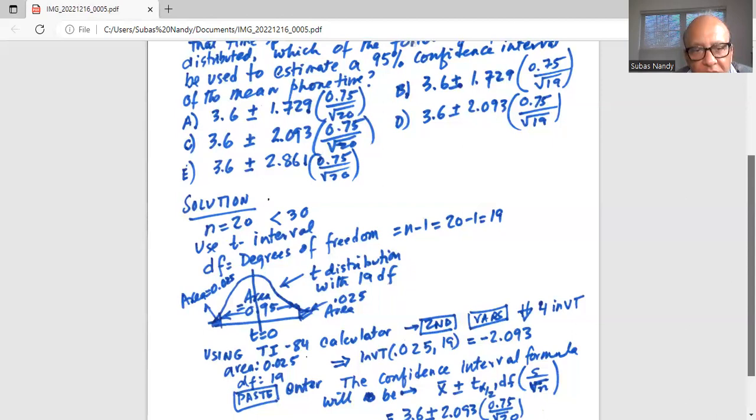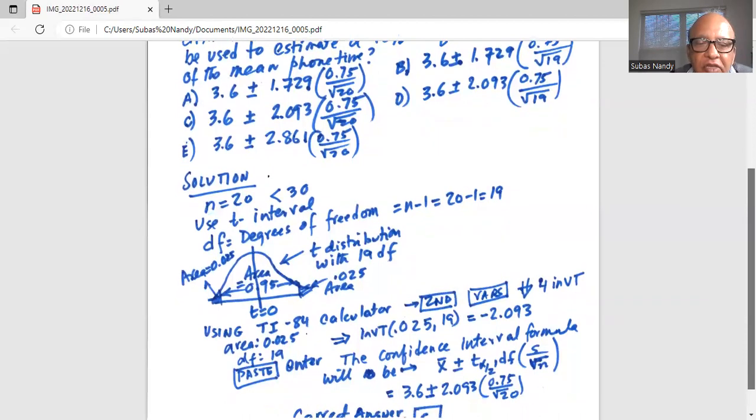not fall from the unshaded area in the center where the population mean will most probably fall. So that critical value on the horizontal axis is minus 2.093 on the left tail. On the right tail, it will be the same value with a positive sign. So the t critical value on the right tail will be 2.093.